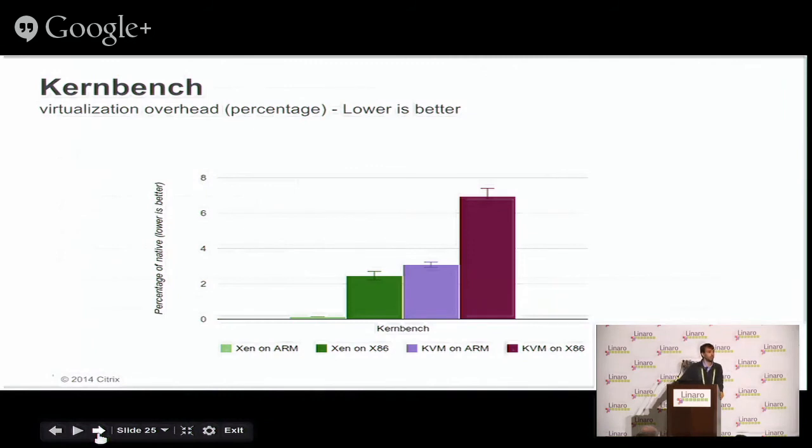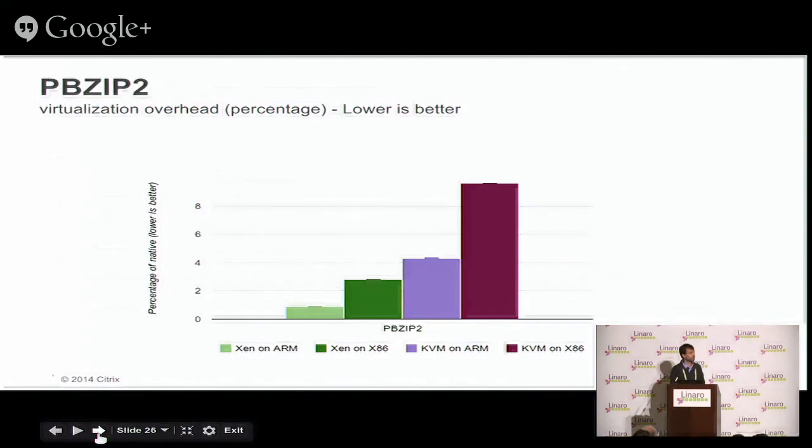These are really good results, but Kernbench is a strange benchmark because it's the time to compile the Linux kernel. Obviously, the Linux kernel compiles very differently on ARM and on x86, so maybe this result is not very meaningful. So let's see another benchmark. PBzip2 is a parallel bzip2 implementation, and this is the time to compress a 4 GB movie in bzip2 format. Xen on ARM, again, has less than 1% overhead. Xen on x86, about 3%. KVM on ARM is about 4%, and KVM on x86 about 9%. So it's exactly the same figures as before, more or less.